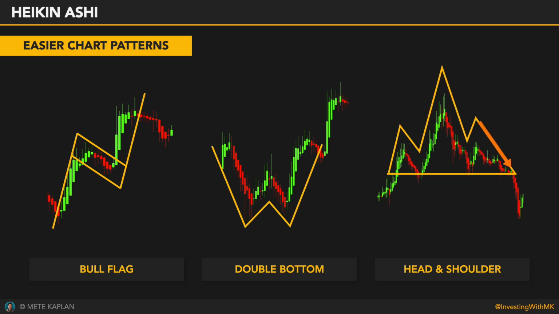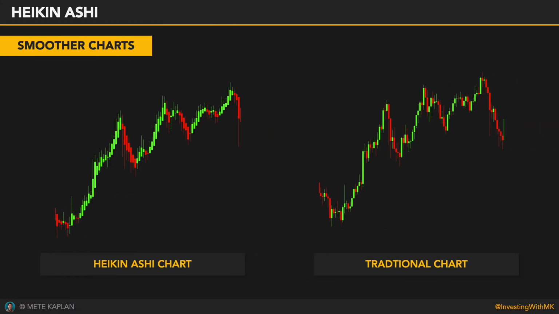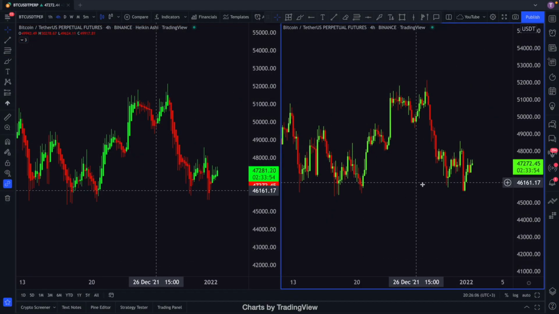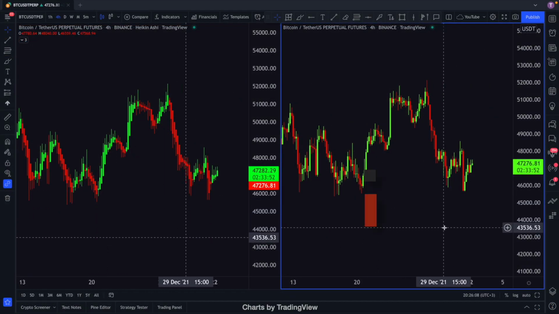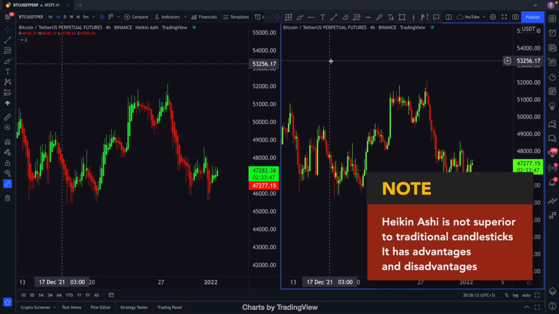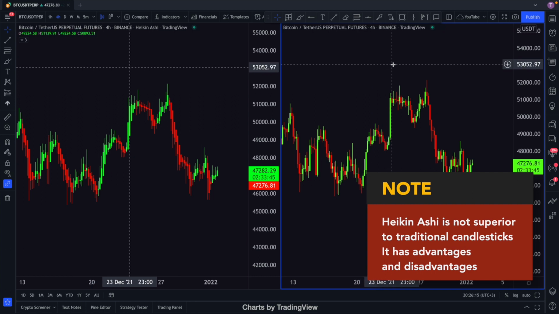of traders. Let's quickly compare traditional candlestick charts and the HEIKIN ASHI chart. As you can see, how easy to identify trends, price action, and chart patterns with it. Everything is much smoother. However, this does not mean it's superior to traditional candlesticks. It has a couple of significant disadvantages that I will talk about soon.